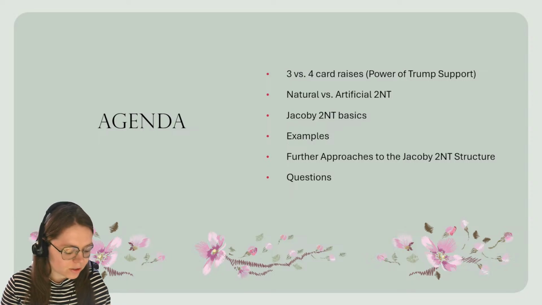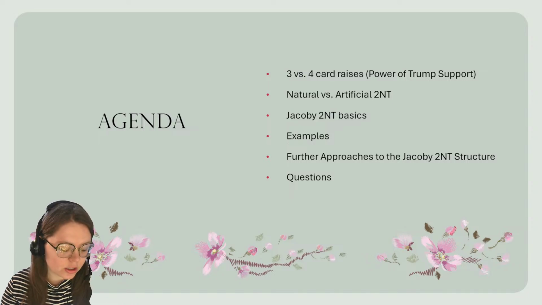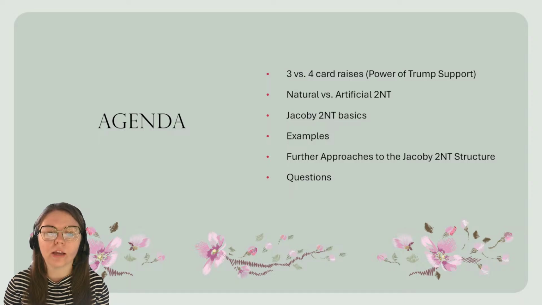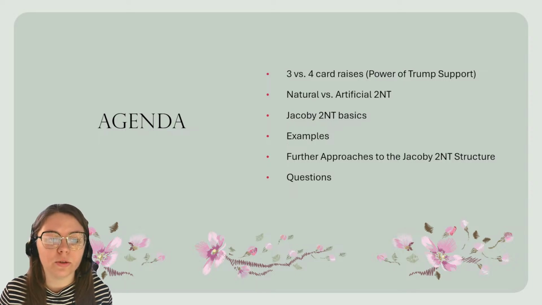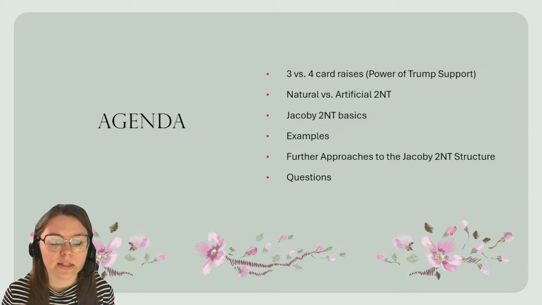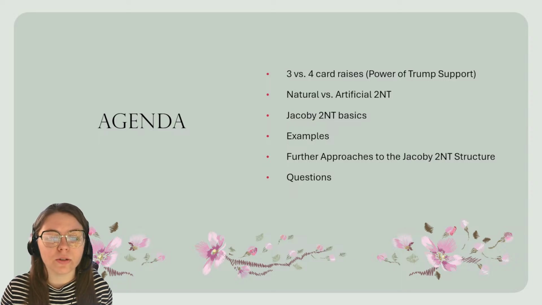So first and foremost, our agenda for the day: we are going to be talking about 3 versus 4 card raises, the power of trump support. We're going to be talking about natural versus artificial 2 no trump bids and what we gain versus what we lose. Then finally, we're going to get into the Jacoby 2 no trump basics. We're going to go through a few examples, and then we're going to have further approaches to the Jacoby 2 no trump structure. And at the end, I will have a few minutes for questions.